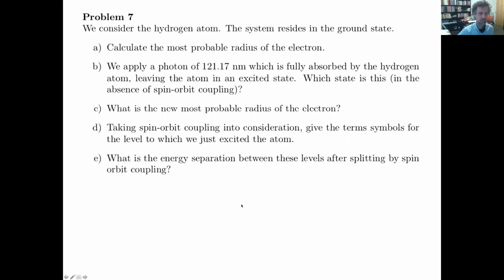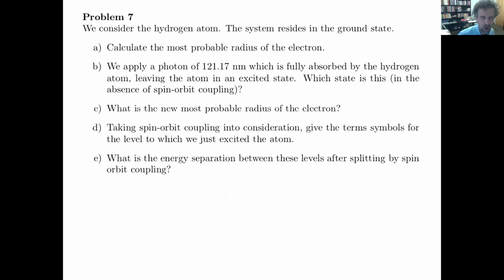Okay, problem 7. This is about the hydrogen atom. The system is in the ground state, it says. Okay, perfect. And then the first question, A, says, calculate the most probable radius of the electron. Ooh, okay, so now I actually have to calculate something. This is the first time I really have to do maybe a little bit of math. So how do I do this?